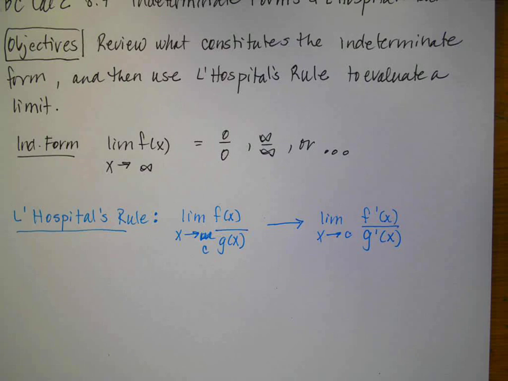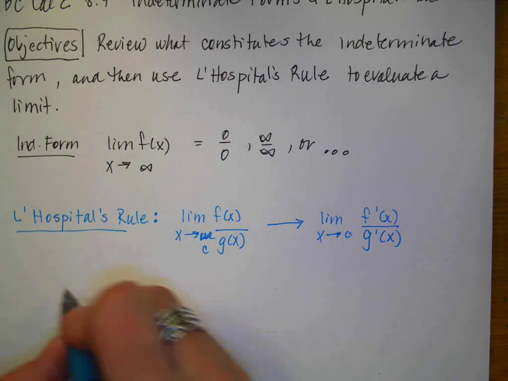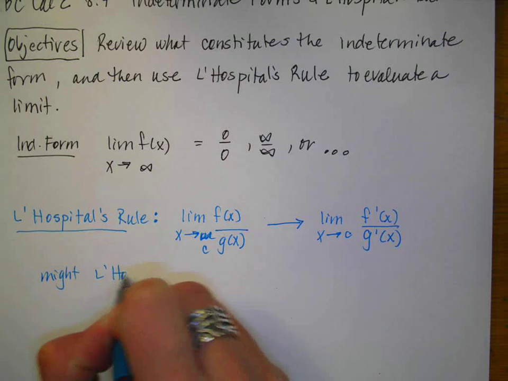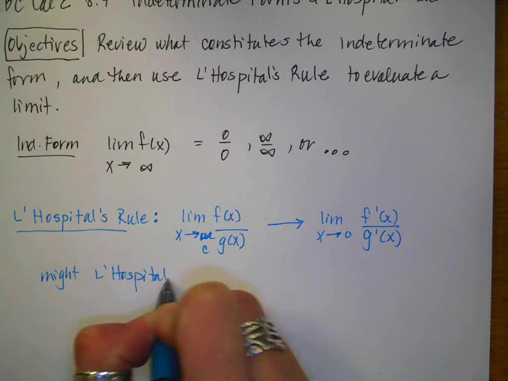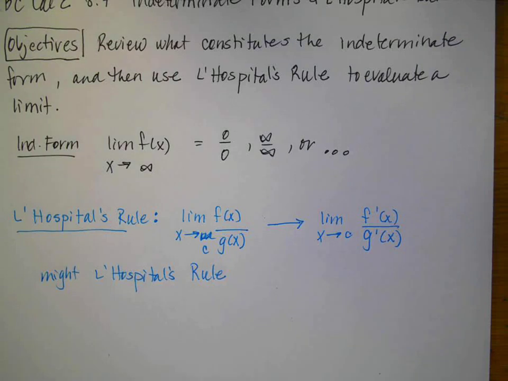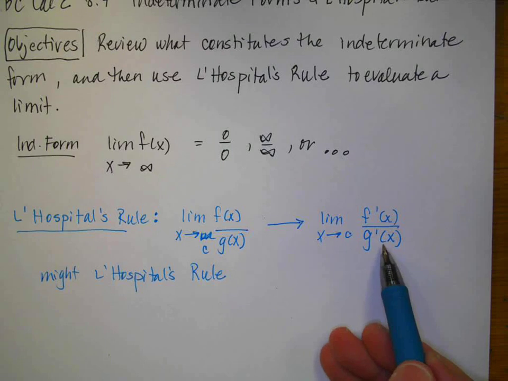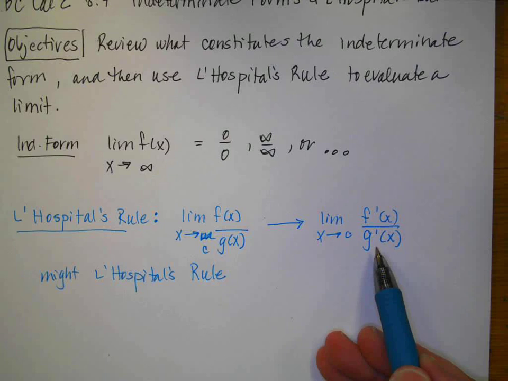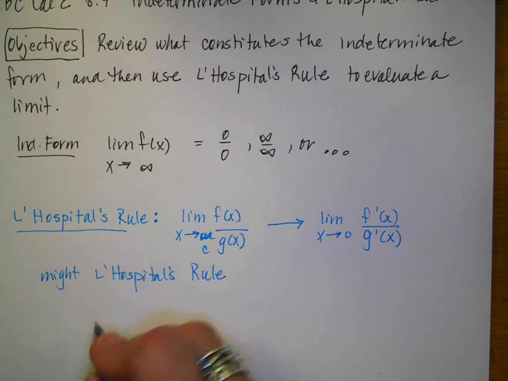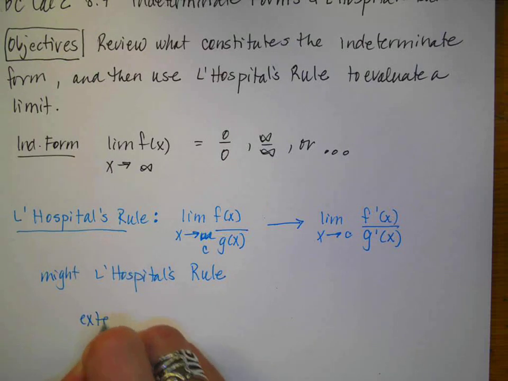And then if it doesn't work, then maybe I do it again. So you might have to repeat L'Hôpital's Rule a few times. Typically, it's only a couple of times, but you could potentially do it more depending on how complicated your rational function is. But you continue until you get rid of the indeterminate form, and then you can do your direct substitution to solve.